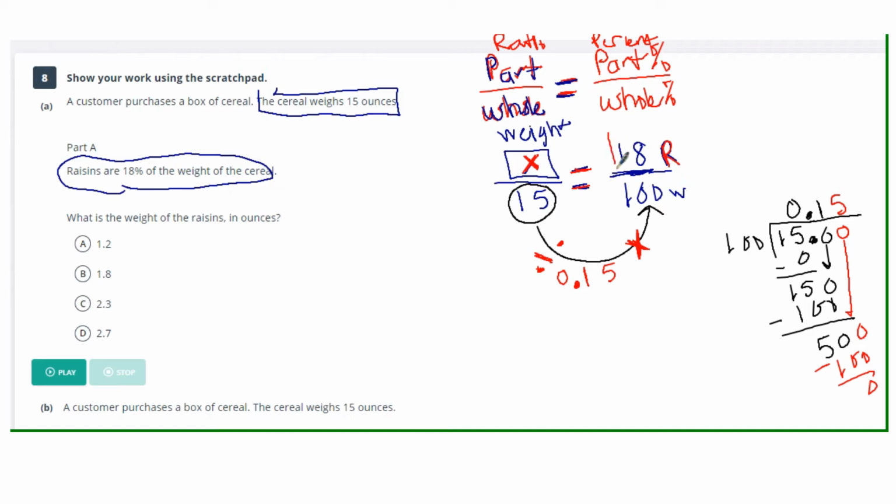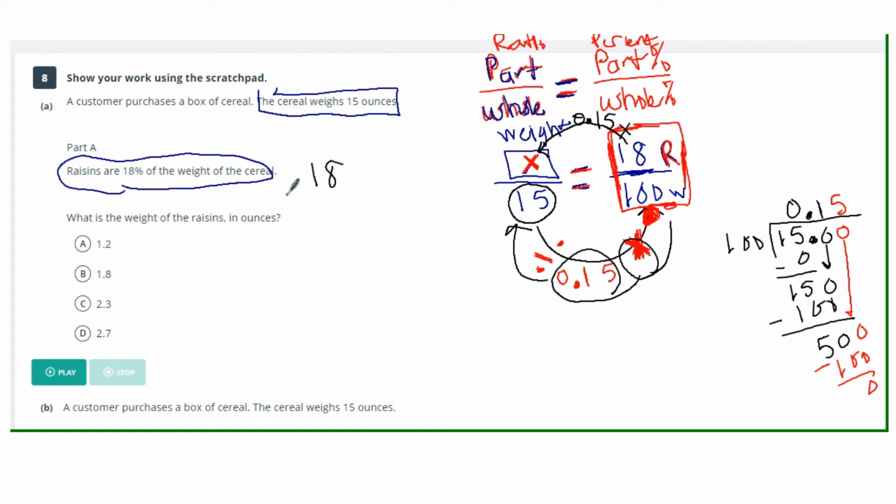So since we need to go from the percent side over here to the ratio side, we're going to start here, and going this way we have to multiply. You see the multiplication sign? We're going this way, we're multiplying by .15 to get to 15. So up here we need to multiply by .15 to get to x. So it says 18 times .15. 18 times .15 is going to give us the value of x.